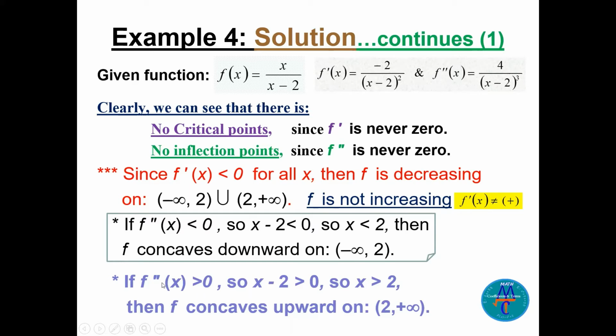So this is negative. The function concaves downward on minus infinity to 2. Same thing, if f double prime is positive, that means x minus 2 should be positive, greater than 0. So x greater than 2. So the function f concaves upward on greater than 2, means 2 to plus infinity.